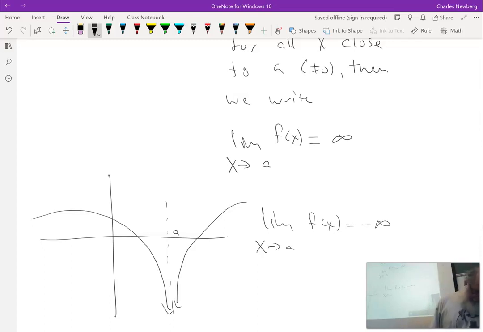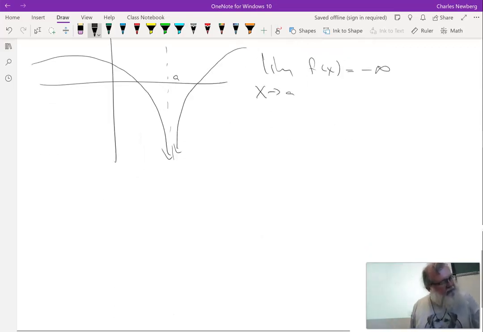So this means we can now write plus infinity or minus infinity when both sides are either going to minus infinity or both sides are going to plus infinity. Okay, so let's look at a graph now. Let's take this function here. f of x equals 1 over (x squared minus 1) squared.